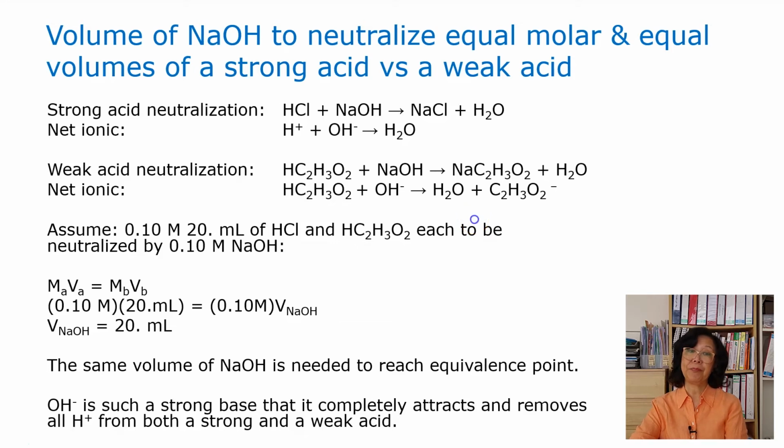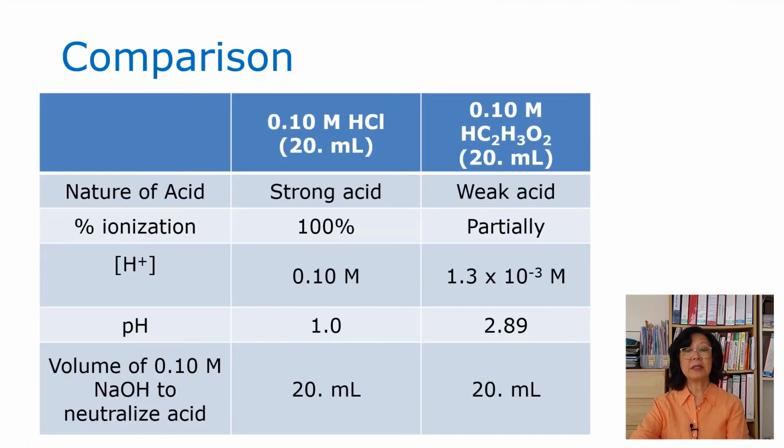So comparing the nature of the acid, HCl strong, acetic acid weak. They have the same molarity, same volume. Percent ionization, HCl is 100%, acetic acid partially. Hydrogen ion concentration, HCl will be 0.1 molar because it ionizes completely, whereas for the acetic acid it is 1.3 times 10 to the minus 3 molar, calculated from Ka and the ICE table. For the pH, strong acid HCl has 1.0, whereas the weak acid has 2.89. For the volume of NaOH to neutralize, they would use the same amount, 20 milliliter each.